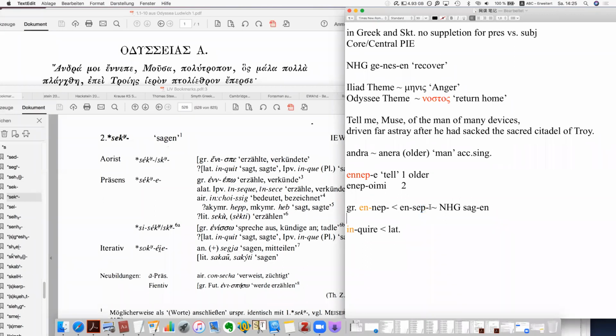So this is why we have enepo, because this n plus an s, and then assimilation, right? I think you can understand this, yeah. And if you check the aorist, I think it's better. There's en plus a sep. It's better, yeah. But if you put them together, there will be assimilation, right?